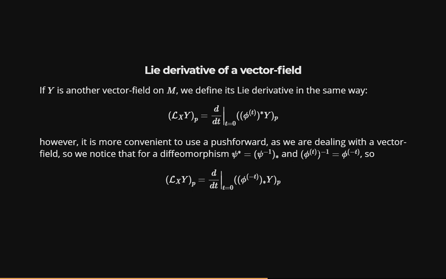And now this is the fundamental fact. The inverse of phi with t is phi with minus t. Why? Because you remember, if you compose two of them, you sum the times, and the identity is at time 0. Okay? So the Lie derivative along X of Y is just the derivative in t calculated at time 0 of the push forward of Y via phi with minus t.